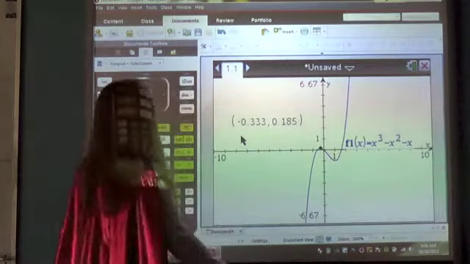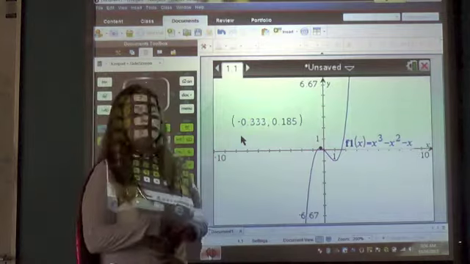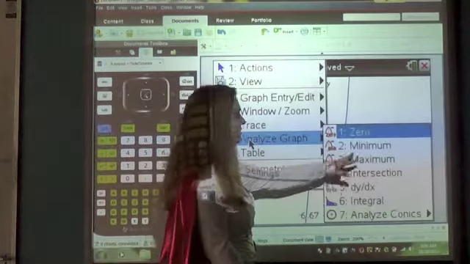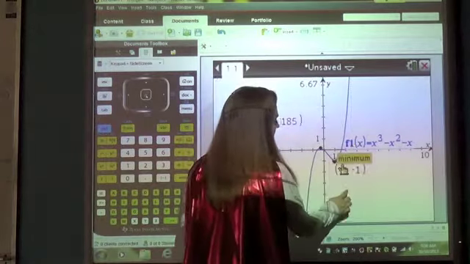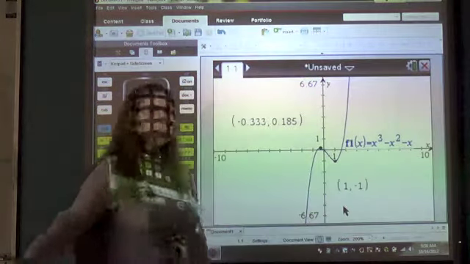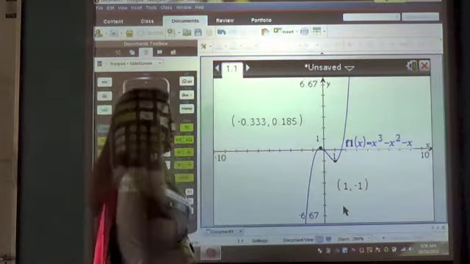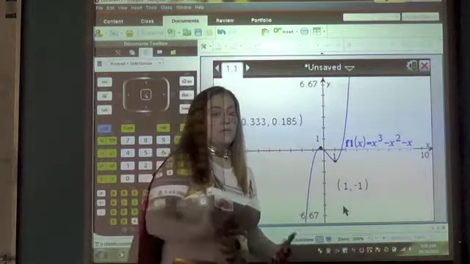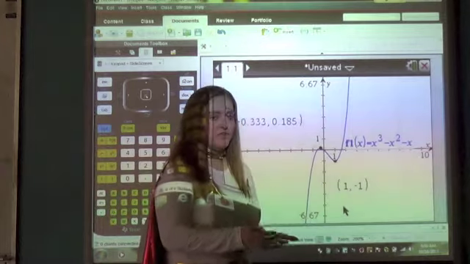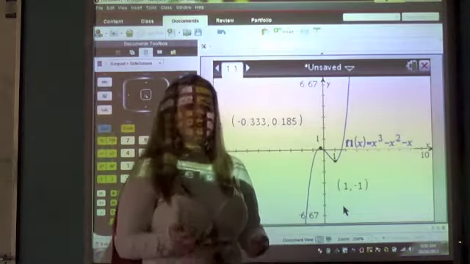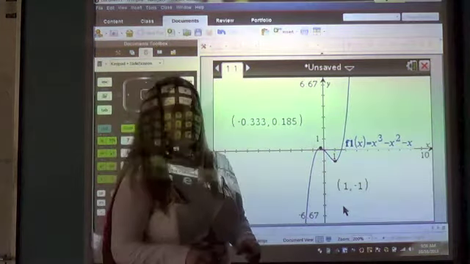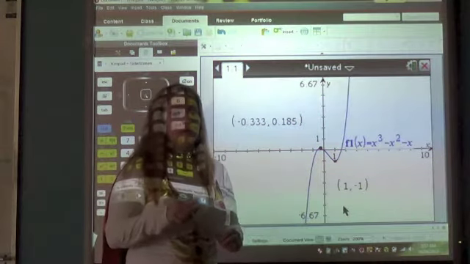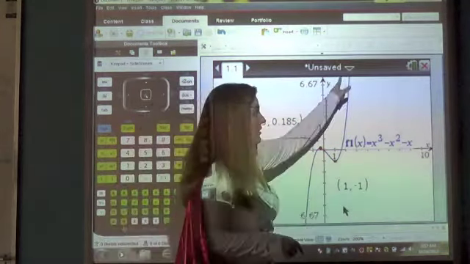Now let's do the minimum. We estimated the minimum to be at 1 and negative 1. That one looked a lot easier to see. So analyze, minimum, left, right. And we actually estimated that one okay. If we had plugged a 1 in, we would have gotten negative 1. So we did good on that one. But again, we are human. We can't see a graph perfectly aligned. So the graphing calculator will give us the exact value at the relative max and the relative min. Again, it did not have an absolute max or absolute min because it continued on.